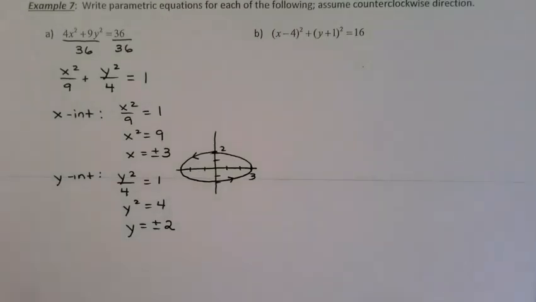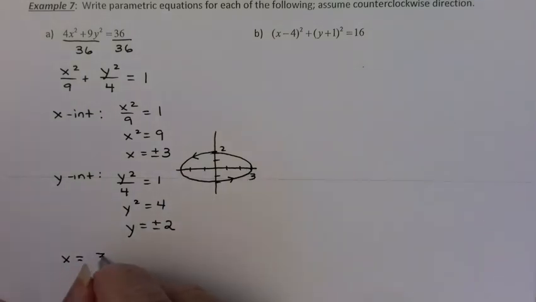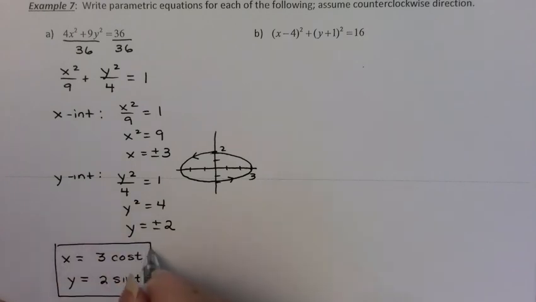All right, so x goes plus and minus 3, so x is 3 cosine t. And the y's go plus and minus 2 from the center, so y would be 2 sine t. And we're good to go.